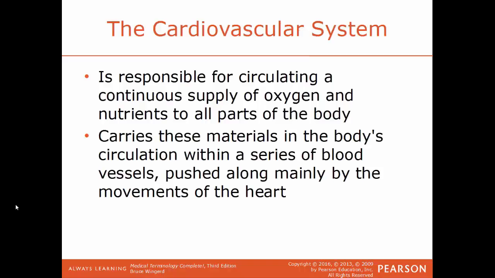All right, now we'll go over some background information about the system. Of course, the system is going to be responsible for circulating a continuous supply of oxygen and other nutrients to all the cells of the body. Not only delivering oxygen and nutrients to these cells, but also picking up carbon dioxide and other waste products that your cells produce to take it away from the cells. Now, these materials are delivered within the blood through a series of blood vessels, and they're pushed along mainly by the pumping action of the heart muscle.